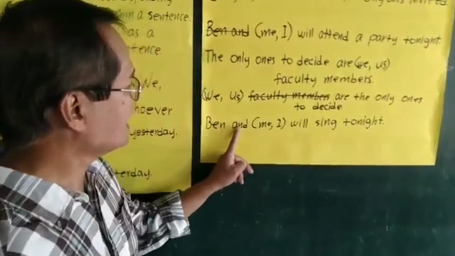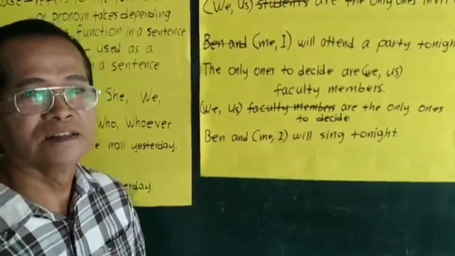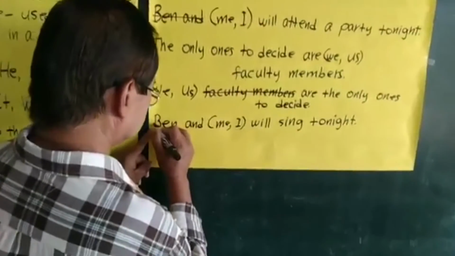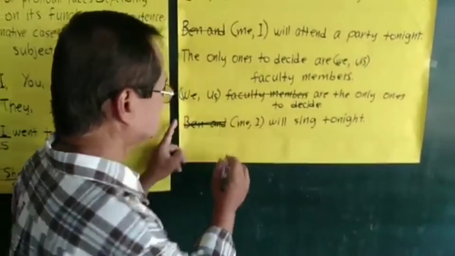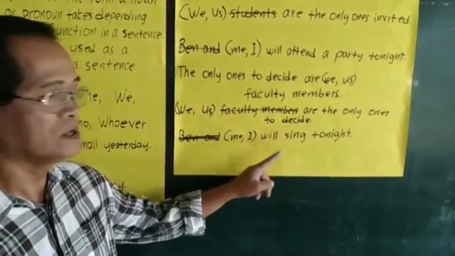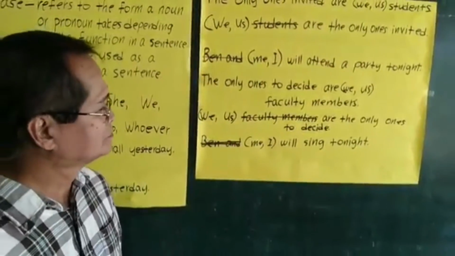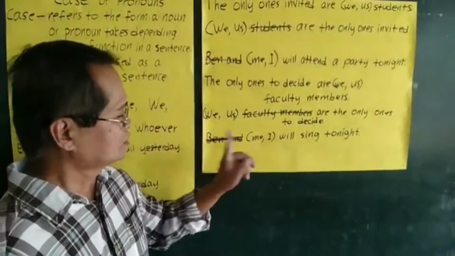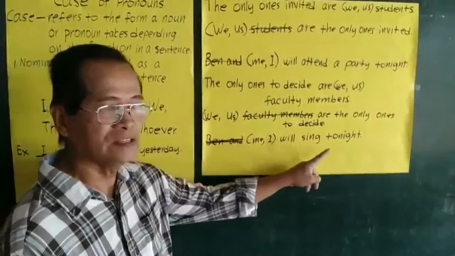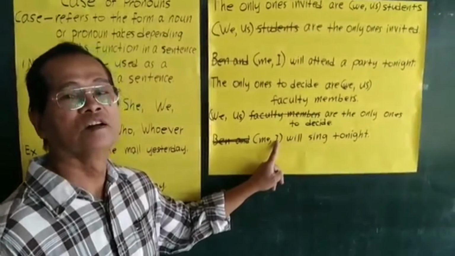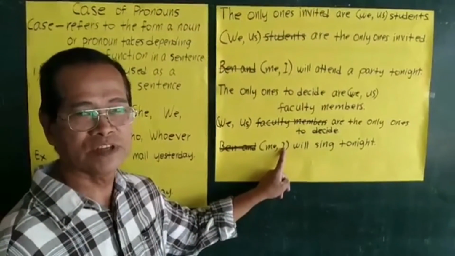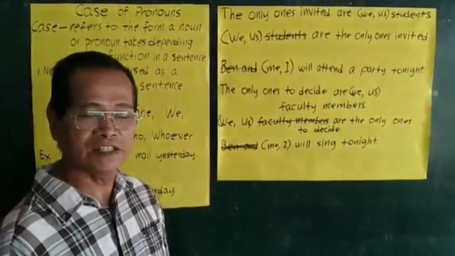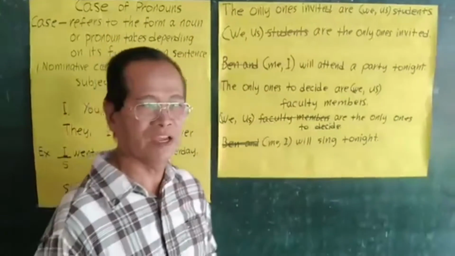Next: Ben and me, I will sing tonight. The same technique, just disregard the appositive and then read the sentence. Me, I will sing tonight. Of course, me sounds awkward. So the correct answer is I. I will sing tonight. And I here conforms with the rule in grammar, which says that whenever a pronoun is used as a subject in a sentence, it is always in the nominative case.